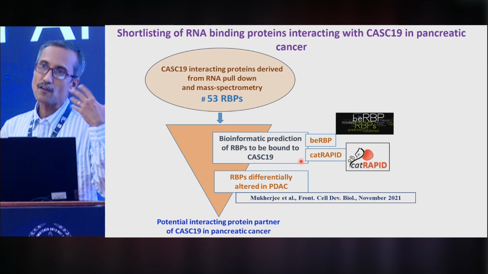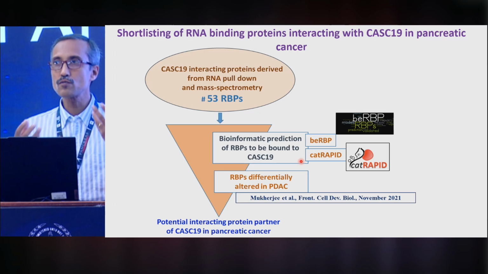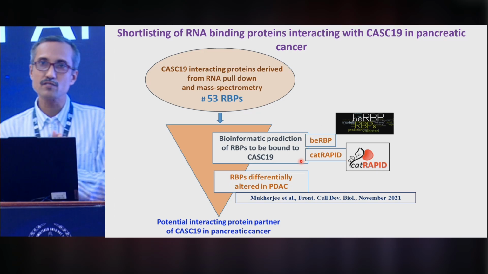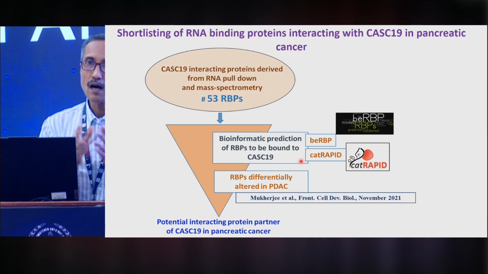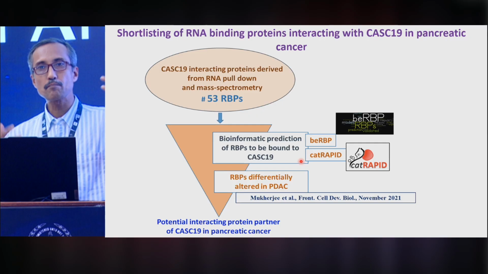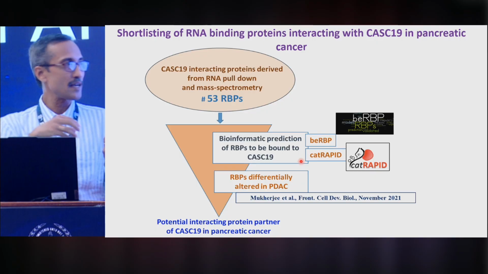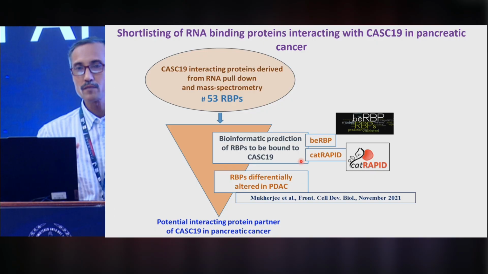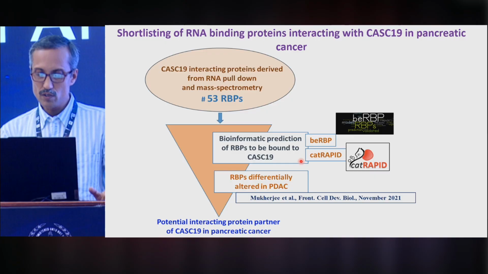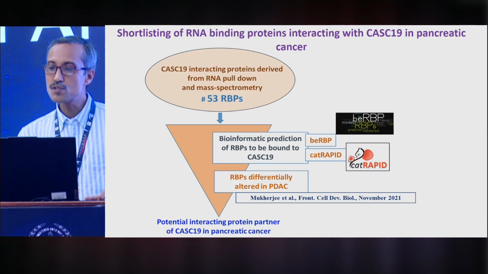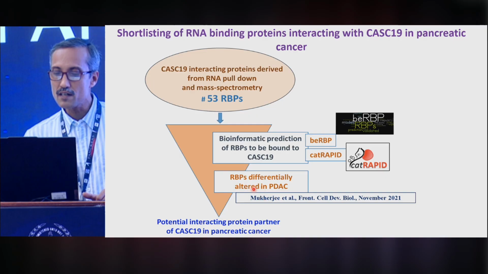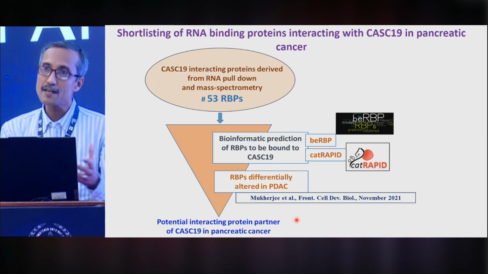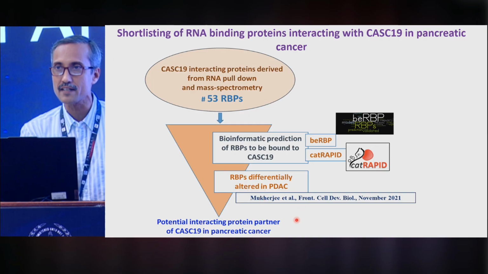So we tried to shortlist those 53 RNA binding proteins further. There are certain bioinformatic data sets which predict what could be the RNA binding proteins binding to the long non-coding RNAs, and we used results from two such bioinformatic data sets and combined them with one of our earlier published studies of RNA binding proteins altered in pancreatic cancer.